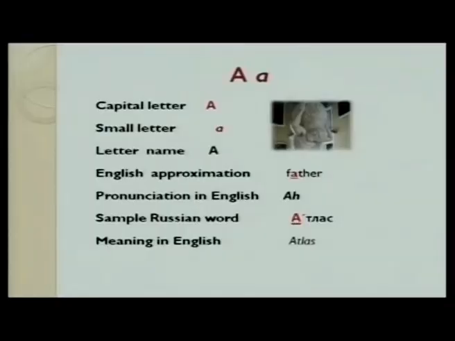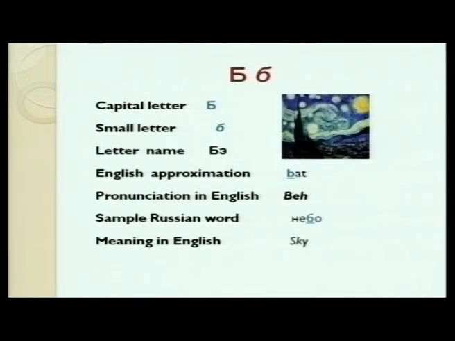The first letter is A, like A in father. I will also give you one example in Russian. The word is atlas. In the word atlas, you can recognize the sound of the letter A. Atlas, which means atlas in English. The next letter of the alphabet is B, like B in bat. I will give you one example in Russian. Nieba, which means sky.